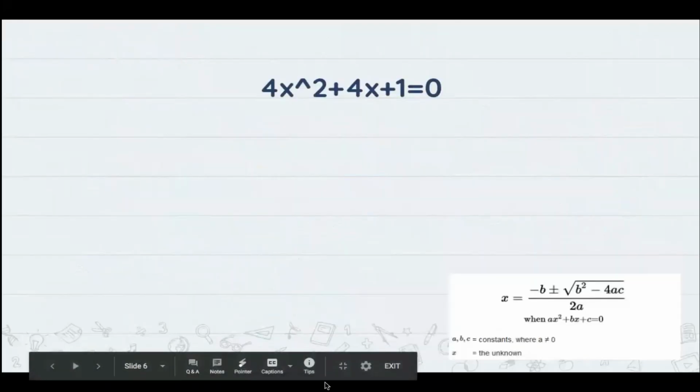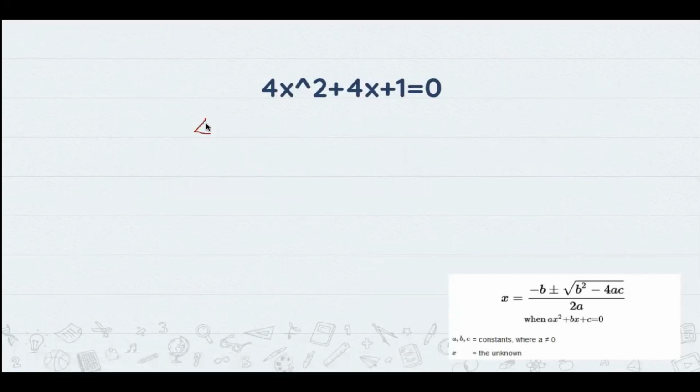So let's just rewrite this. 4x squared plus 4x plus 1 equals 0. So we want to still remember the original equation that we follow, which is right here. So basically our 4 is going to be our A, our B is going to be 4 as well, and our C is going to be 1. So now we just want to plug in these numbers into the quadratic equation, which is right here.